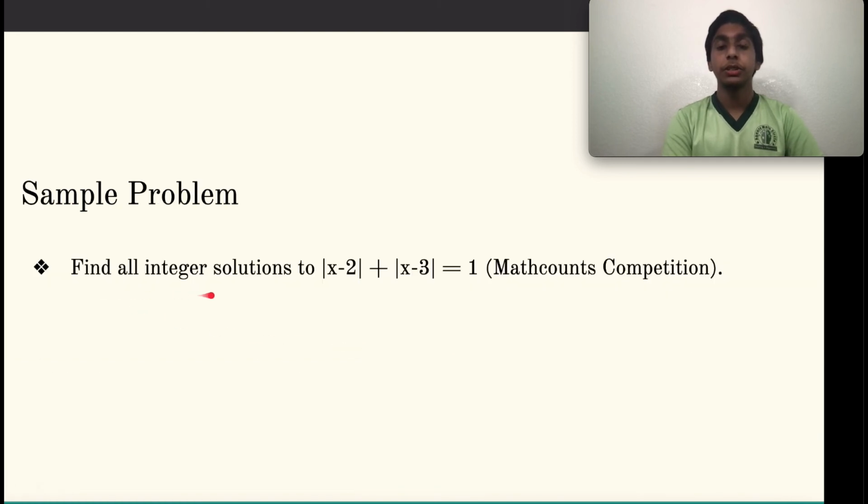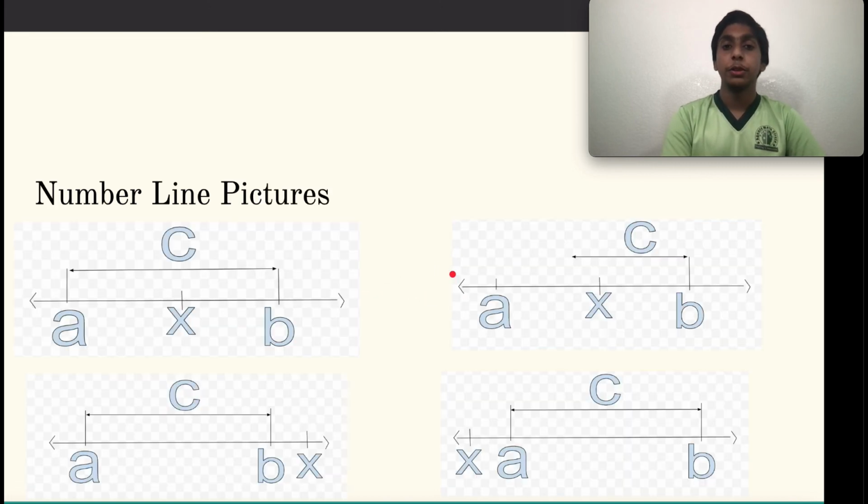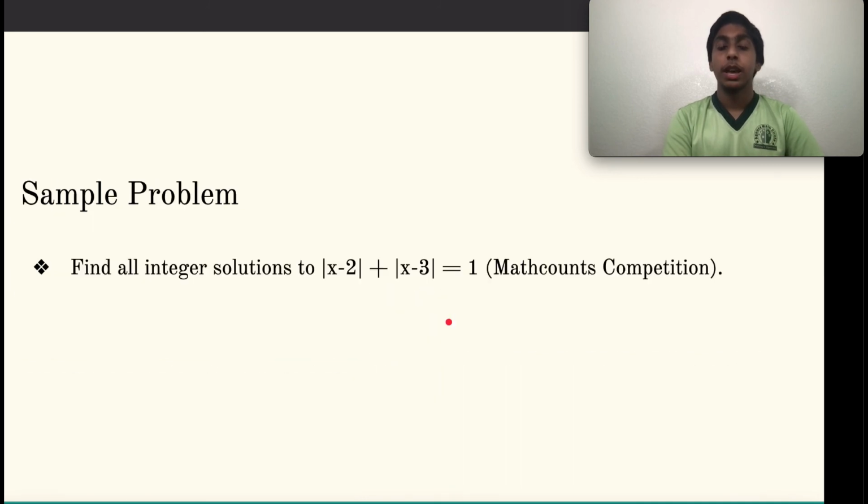So find all the integer solutions to absolute value of x minus 2 plus absolute value of x minus 3 is equal to 1. MathCounts competition. So you may know another way to do this using cases. I'd prefer if you use one of these methods to solve it, just so we can go over this concept. So go ahead, pause the video, and try to solve this problem.